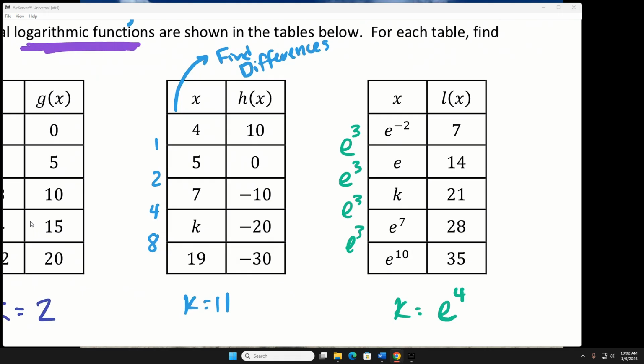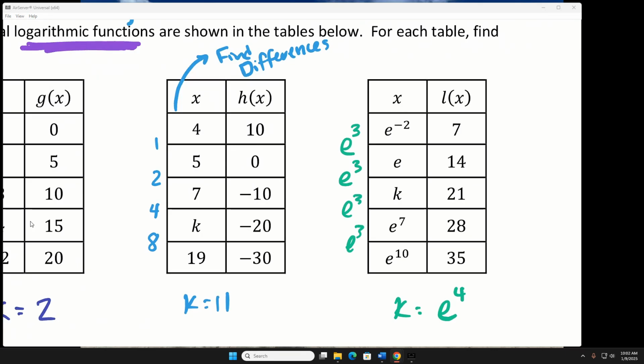All right, y'all okay? It's okay. If patterns aren't your strength, you're going to be fine. Don't worry.